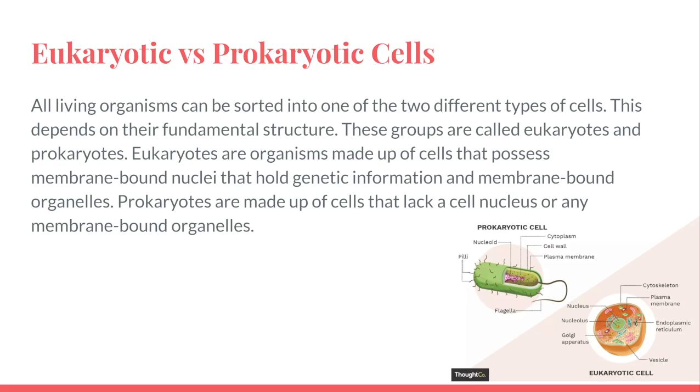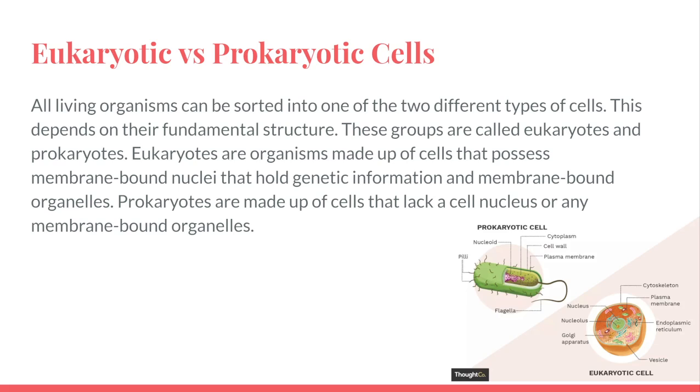Next, we're going to cover eukaryotic versus prokaryotic cells. All living organisms can be sorted into one of the two different types of cells. This depends on their fundamental structure. These groups are called eukaryotes and prokaryotes. Eukaryotes are organisms made up of cells that possess membrane-bound nuclei that hold genetic information and membrane-bound organelles.